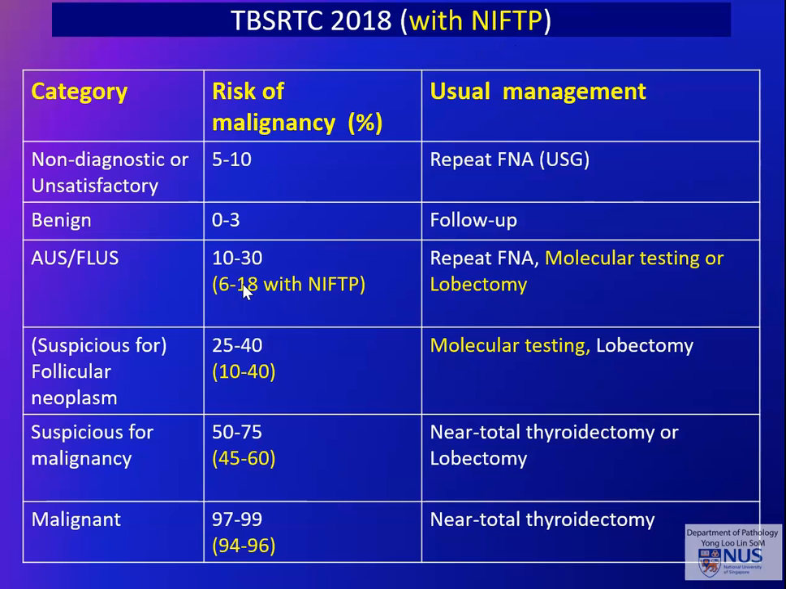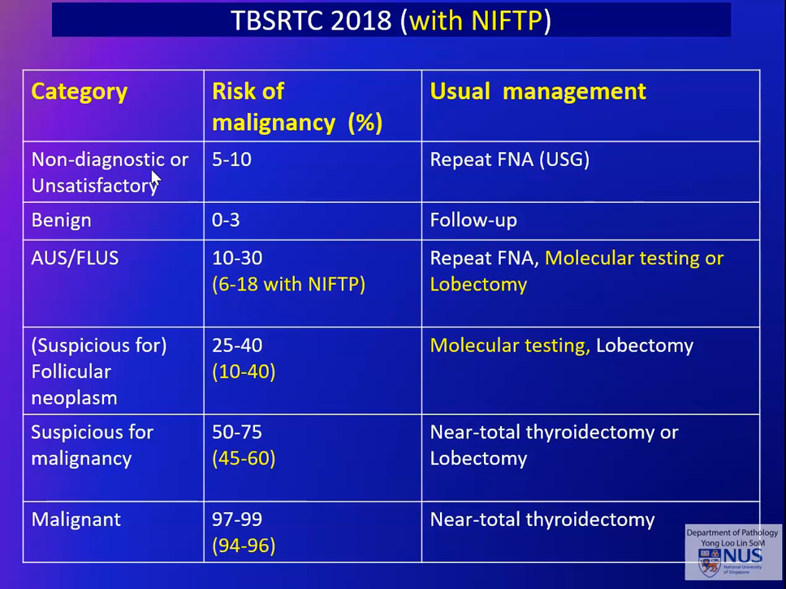Now you notice that for risk of malignancy, I have two figures. The ones in yellow are the ones where NIFTPs are now removed from the malignant outcome group, whereas before 2016, they were included as malignancies. So the reduction in malignant outcome really depends on how often we actually diagnose things as NIFTP. And interestingly, in Asia, the rate of diagnosis of NIFTP is somewhat less than in the West. So my best advice is to actually know the rate in your own institution.